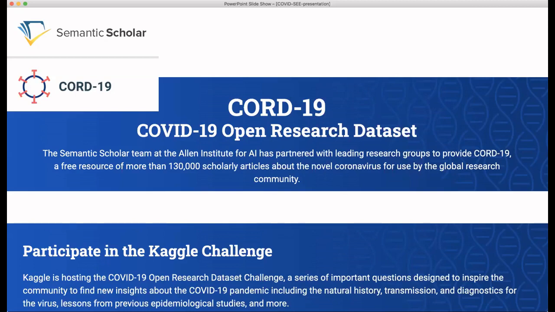And so we decided to turn our tools and our awareness of how to do text mining to this data set. And that led us to designing COVID-C.